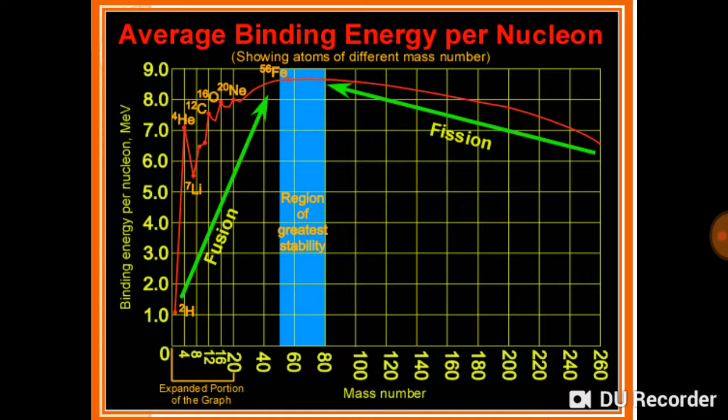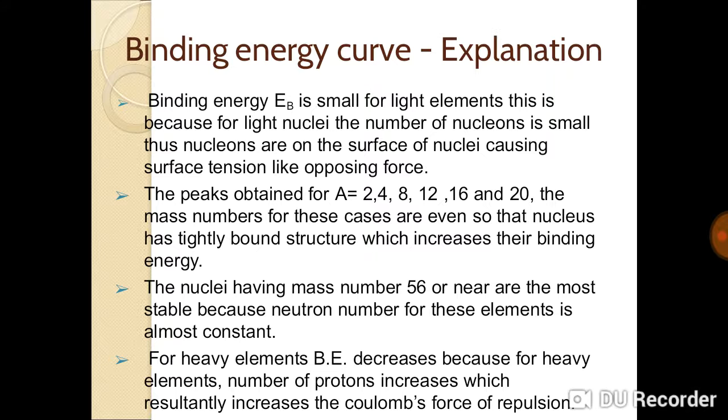The curve after A equal to 56 shows dropping for higher values of mass numbers, becoming 7.6 mega electron volt binding energy per nucleon corresponding to uranium nucleus. Binding energy E_B is small for light elements. This is because for light nuclei, the number of nucleons is small. Thus, nucleons are on the surface of nuclei, causing surface tension like opposing forces.